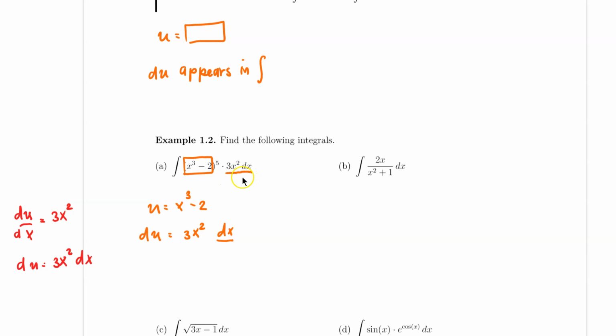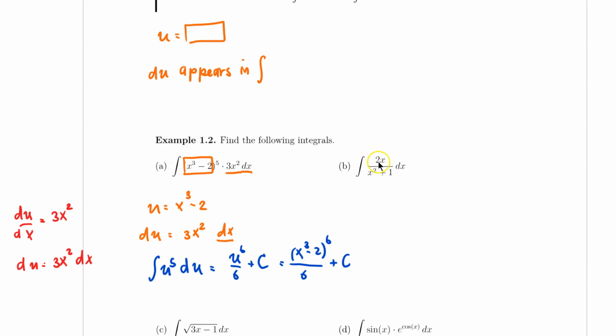So I can now rewrite this integral as the integral of u to the fifth times du. So this is just u to the fifth du, and we can integrate this function now. The integral of u to the fifth is just going to be u to the 6 over 6 plus c. And because my u is x cubed minus 2, I can make the substitution back. So that's going to be (x cubed minus 2) to the 6 divided by 6 plus a constant c. So here's my answer for part A.